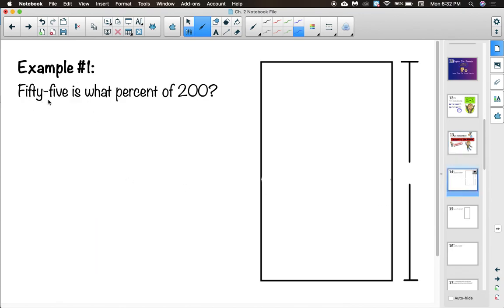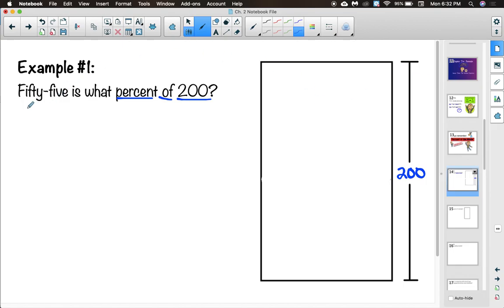55, here's our first example. 55 is what percent of 200? Did you see? Percent of the whole. That's the first thing I'm looking for, percent of the whole. So what this means is the whole is 200. So if I've got a container and it holds 200 ounces, if that container is full, then I've got the whole thing if I fill it up. So the whole thing would be 200.